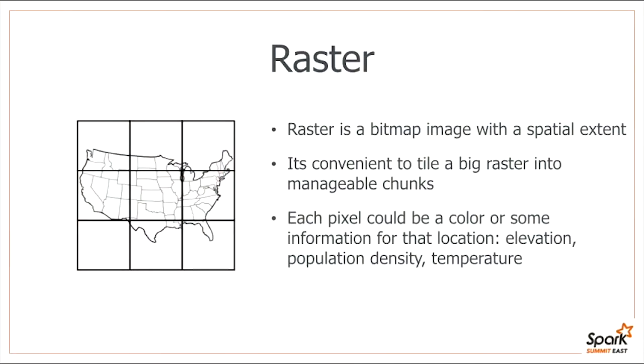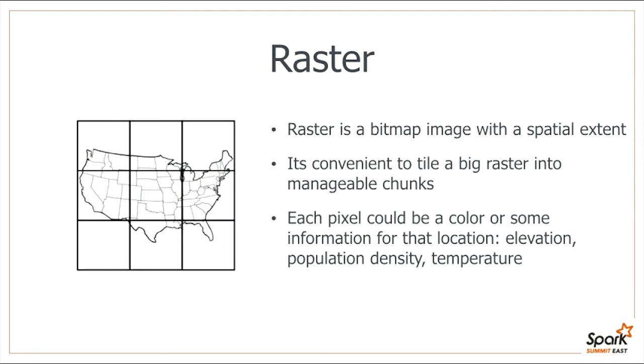A raster is essentially an image that has a spatial extent. Consequently, every pixel of that image covers a smaller area and contains some information about it. If it's a satellite image, it could be just color or infrared reflectance, or it could actually be information like population density, elevation, temperature. And what we're going to do is perform operations on these images that take advantage of the spatial nature of this information.